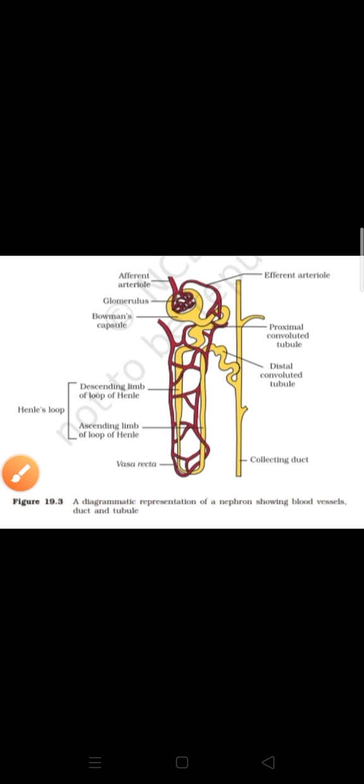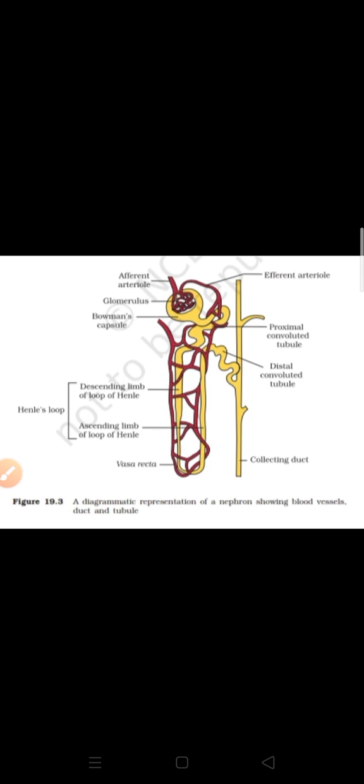So students, today we will discuss the structure of a nephron. As you see, this is the diagrammatic representation of a nephron showing blood vessels, duct and tubules. By this we can understand that the nephron is composed of mainly 3-4 parts. First is the Bowman capsule, second is the renal tubules. In the renal tubule we can discuss PCT, DCT, loop of Henle, and ultimately the collecting duct.